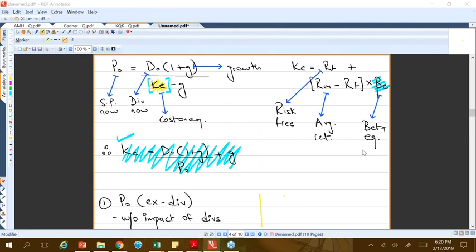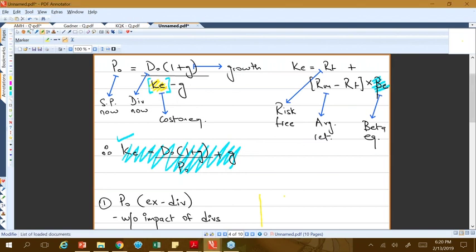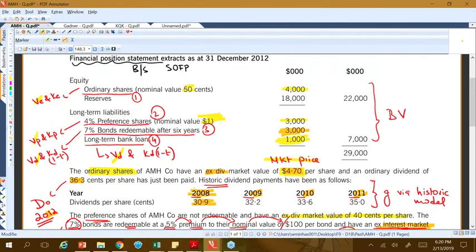Okay, final set of questions. Will we get the same answer if we use 2009 instead of 2008? No, we will not get the same answer, because you have to use 2 points in time, one being the current dividend and one being the first set of information of the dividends given, the 2008.